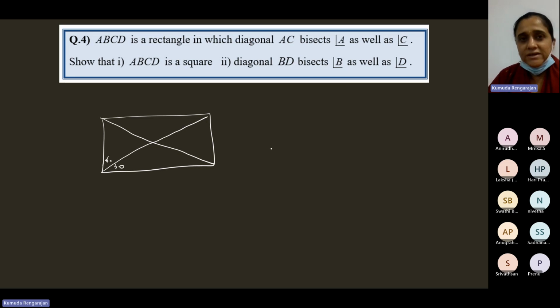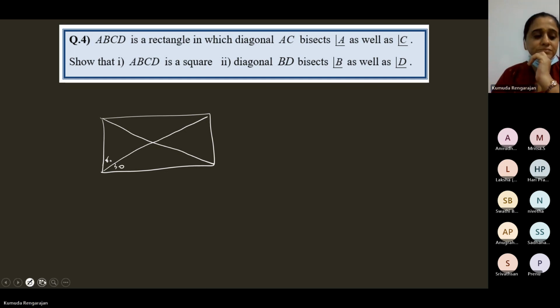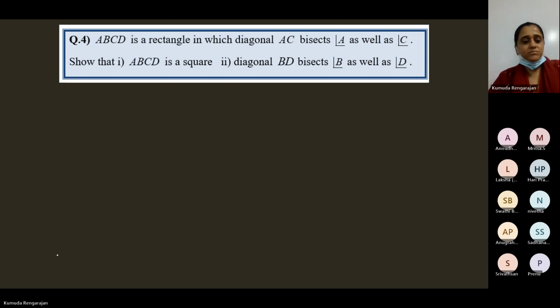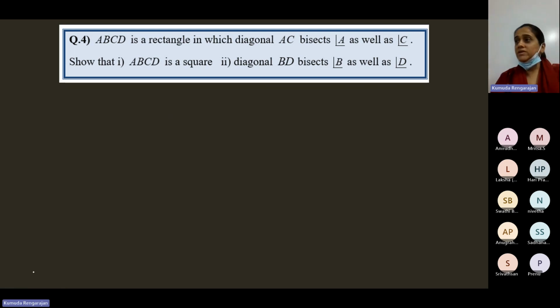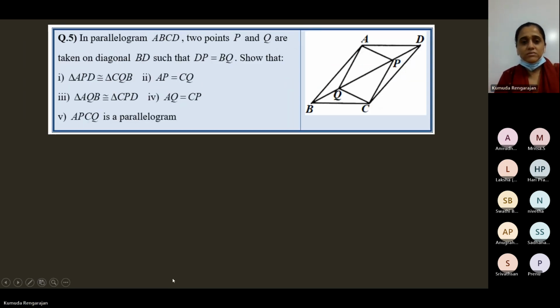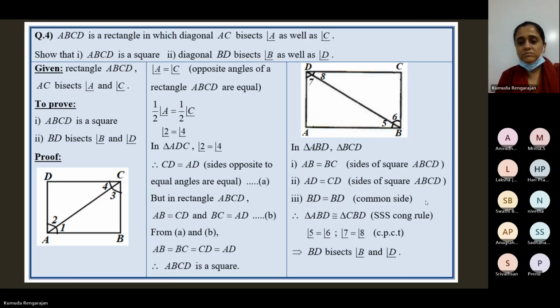So in a rectangle, if the diagonal AC bisects angle A and angle C, then it's a square. That's what we'll have to prove. Prove that it's a square and also prove that diagonal BD bisects angle B as well as angle D. So this is similar to that of a rhombus. I'll show you the presentation. Have a look and then we'll discuss. Please go through, online students, and then we'll discuss.